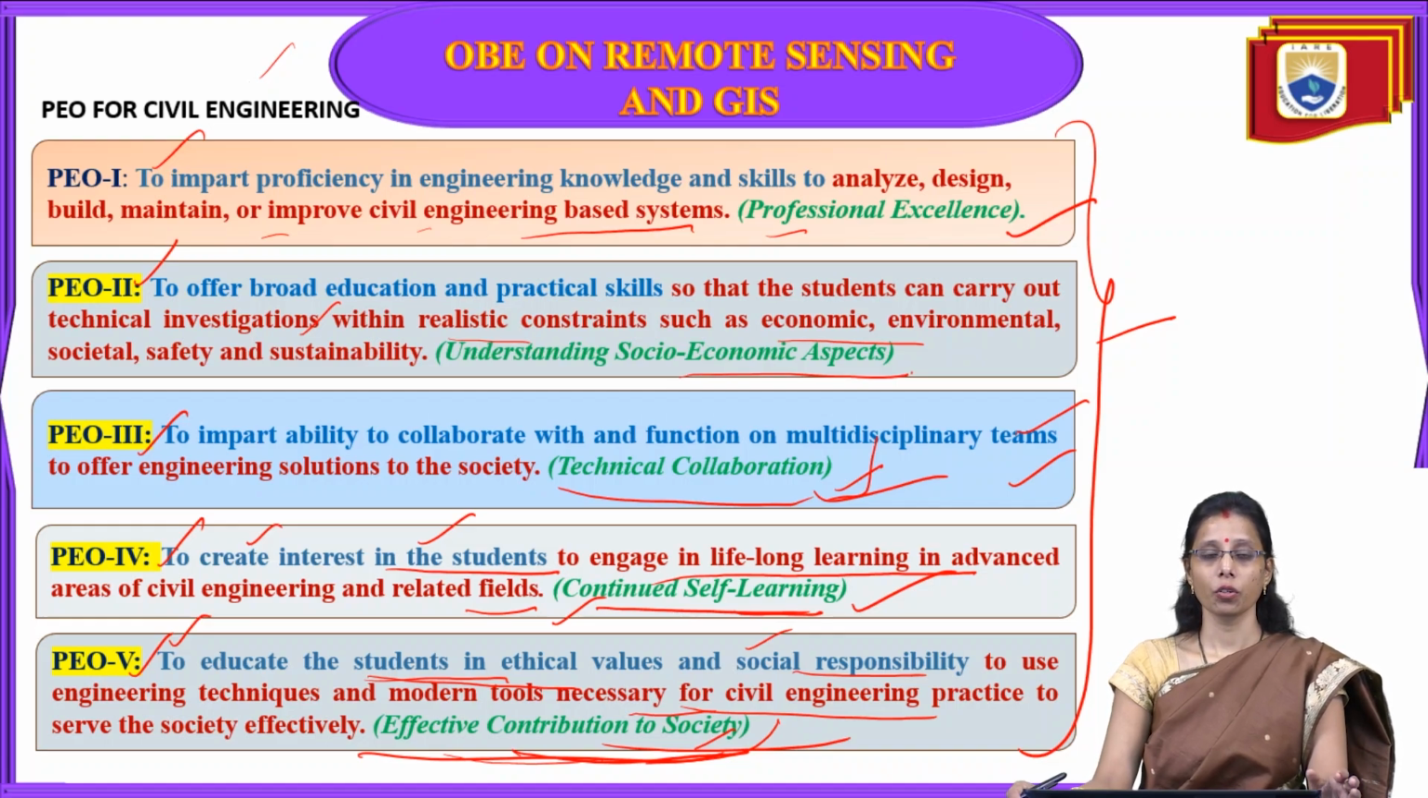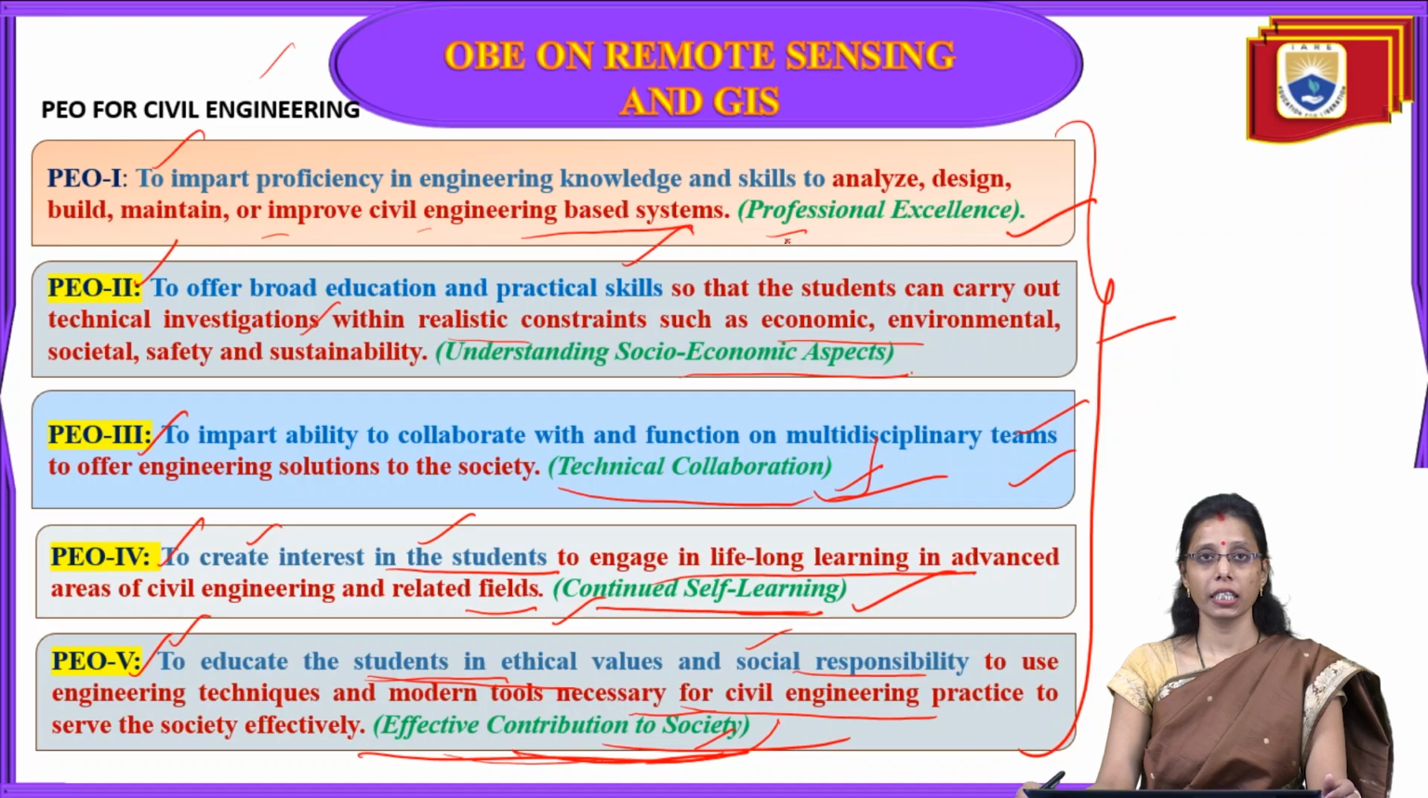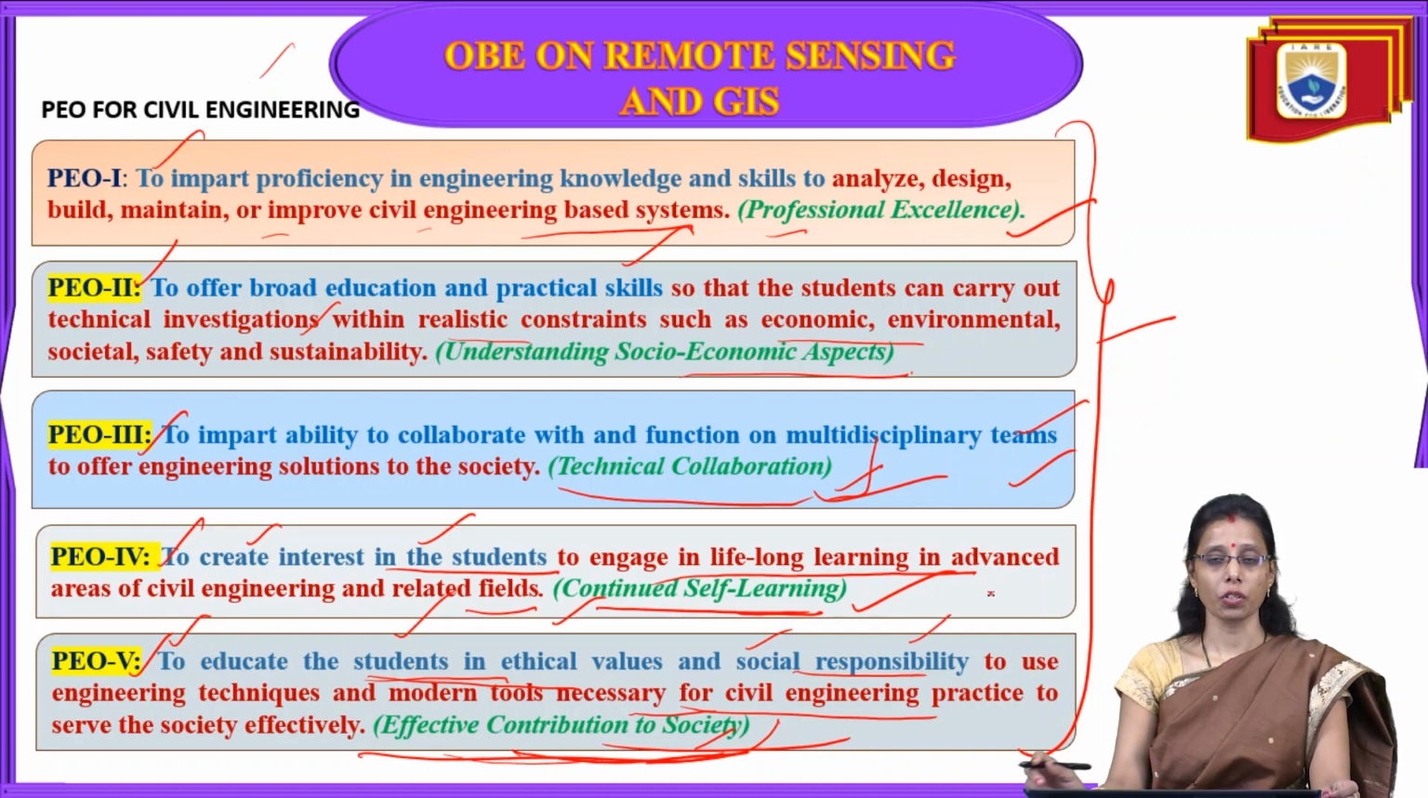So the main aim of the first PO is to impart proficiency in engineering knowledge and skills. The second is to offer broad education and practical skills. The third is to impart the ability to collaborate with and function on multidisciplinary teams. The fourth is to create interest in the students. And the fifth is to educate the students in ethical values and social responsibilities.